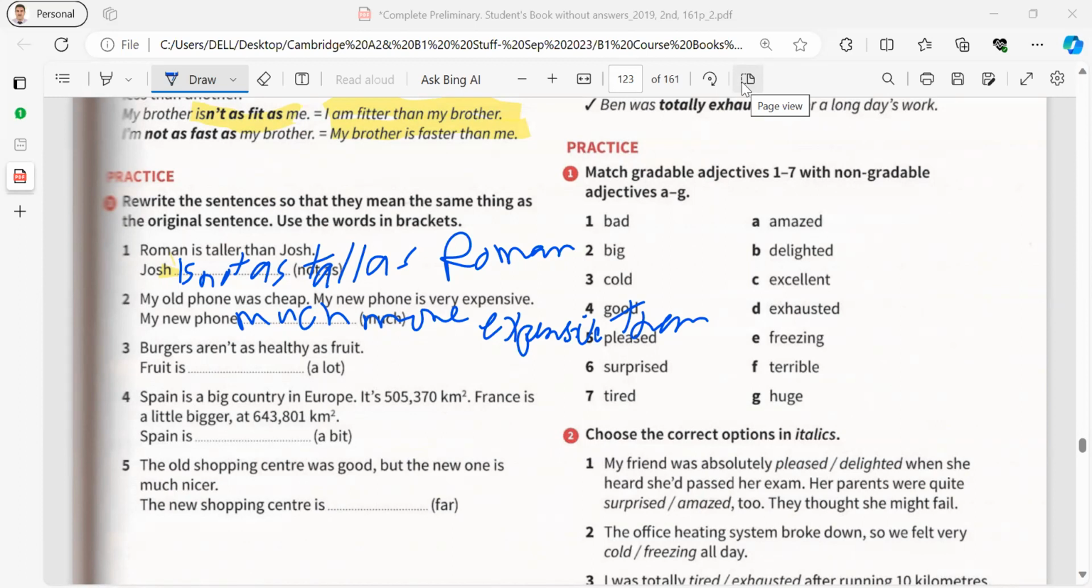Fruit isn't... Teacher? Yes. Fruit isn't healthy. Isn't as healthy as burgers. So burgers aren't as healthy as fruit. So fruit is... Fruit isn't as... no, healthy. Don't use isn't. You should say fruit is healthier.